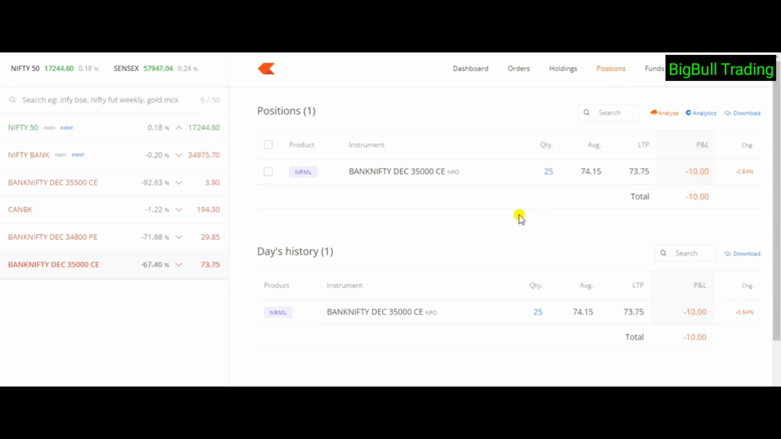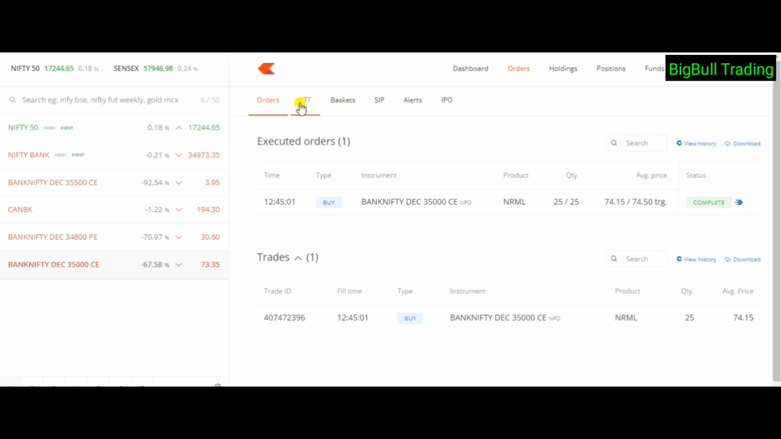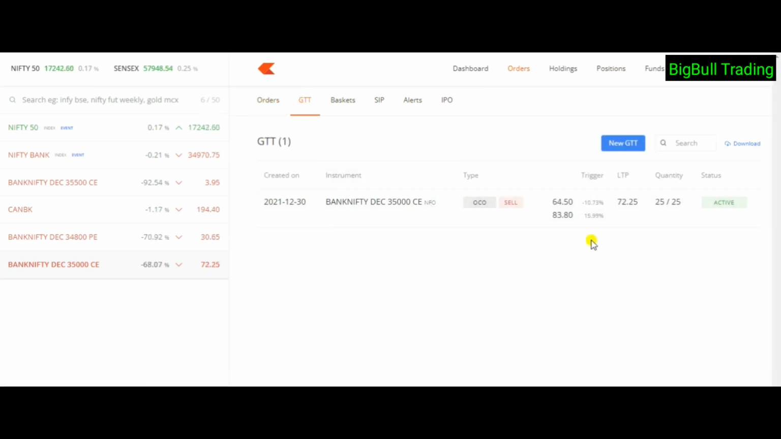For checking these orders, you have to go to the orders, then go to the GTT. If you go to the GTT, you can see these things going on. So 64 is our stop loss and our profit target is 83.80. Whichever comes first, our order will be executed.